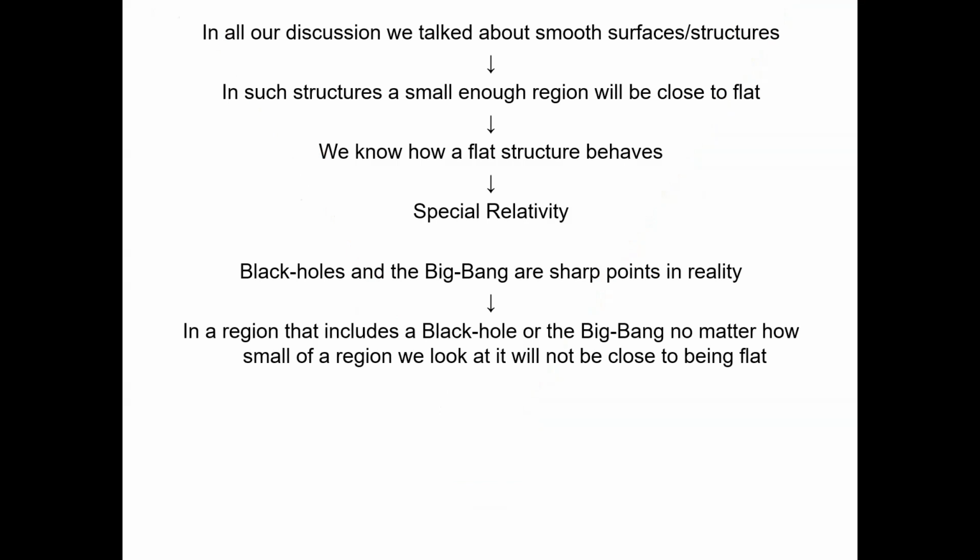And because we only know the complete behavior of flat structures in the theory of special relativity, in these regions we do not know how things behave. We do not have the knowledge of the behavior at a sharp point. Indeed, our theories that rely on the smoothness of structures break down mathematically at these points, meaning we get infinity when we approach this point and we do not know how it behaves.